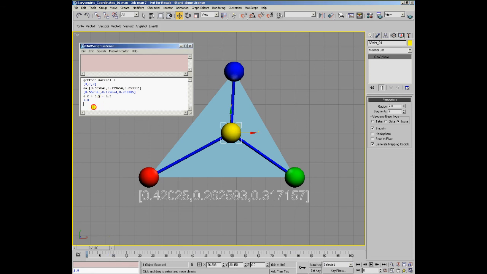The barycentric coordinates in MaxScript can be calculated using the mesh method getBaryCoords from a mesh object.